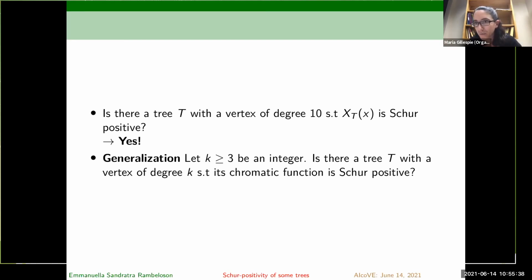A tree on 10 vertices? No, on 20 vertices, but you don't need the vertex of degree 10. Maybe if you had a vertex of degree 9, but no larger, or something like that. Do you think there might be such a tree whose chromatic symmetric polynomial is Schur-positive? Like fixing the size instead of fixing the degree is my question. Maybe, but I haven't thought about it.